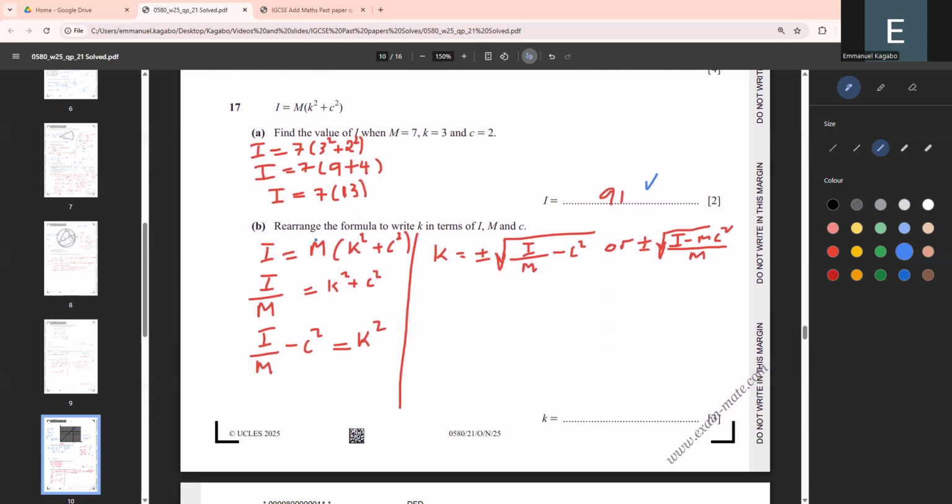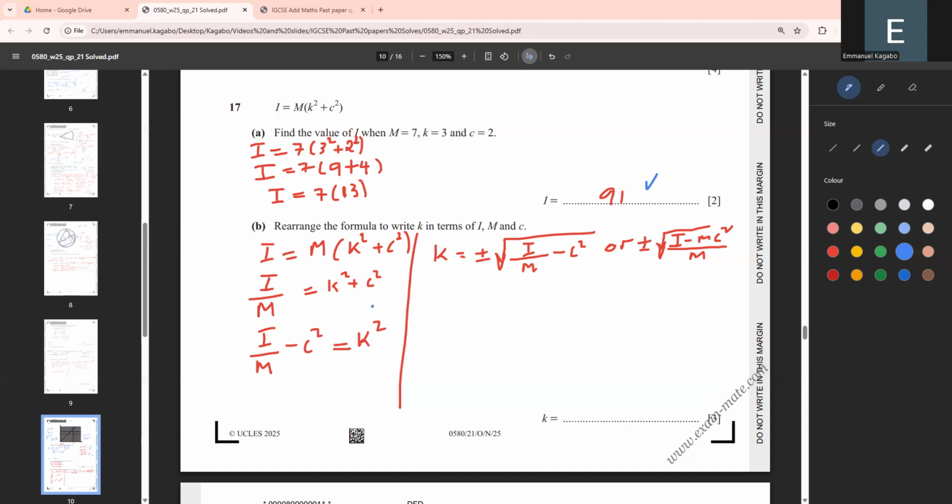Then they said, rearrange the formula to write K in terms of I, M, and C. So they want us to make K the subject. When you are making something the subject, all the time reverse what they did. This is multiplication, so I will divide by M. That's why I have I over M equals K squared plus C. Now we're looking for K, so I have to take C to the other side. It's plus, so when it goes to the other side, I will subtract.